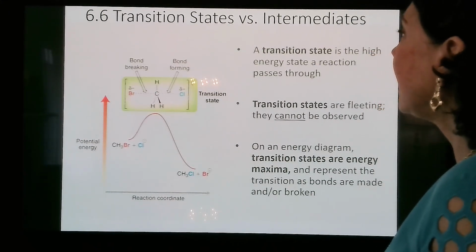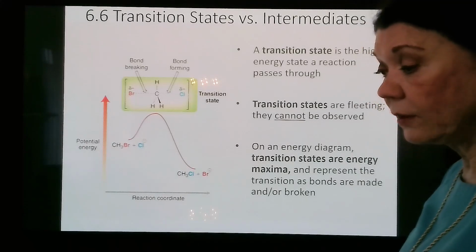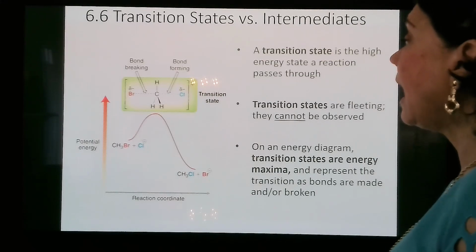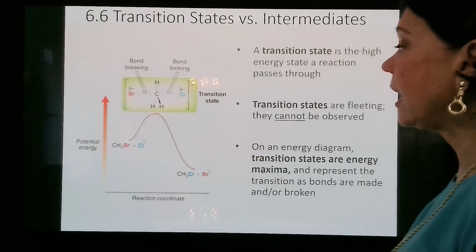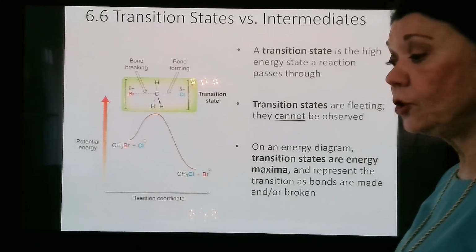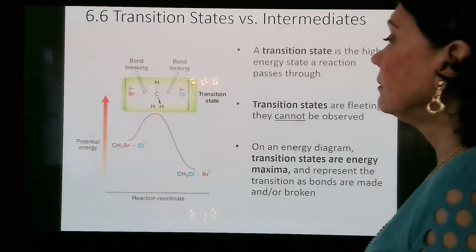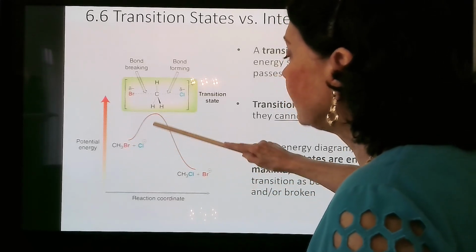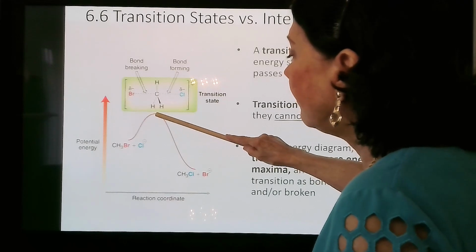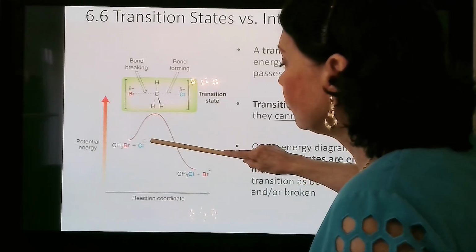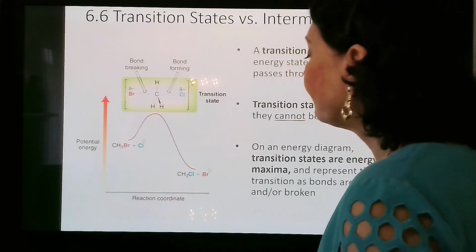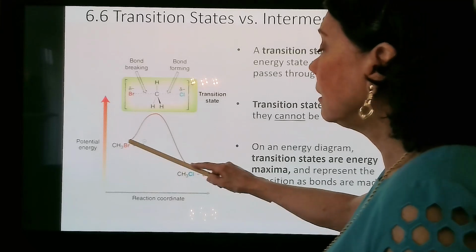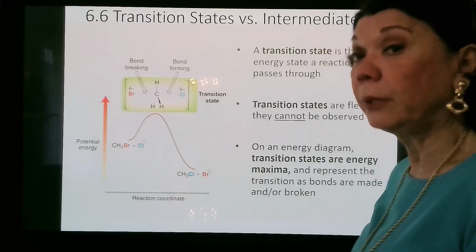Now, transition states versus intermediates. You just saw what the intermediates were. The transition state, a lot of reactions will have just one transition state and no energy minima. Now, notice what you have is reactants going through this transition state. This is your energy maximum, and this is going to be your energy of activation. And this is not a reversible reaction. This reaction occurs and goes to completion.